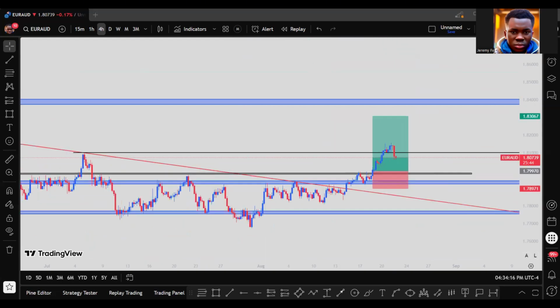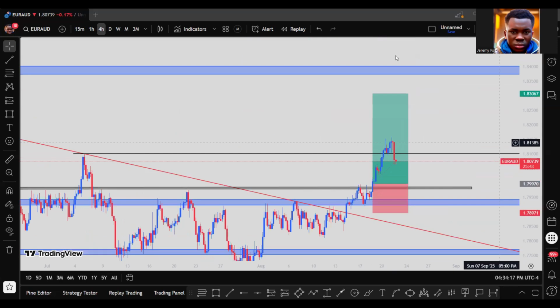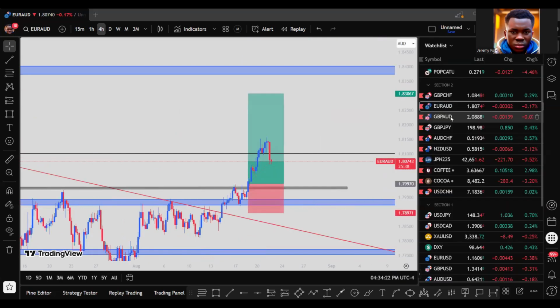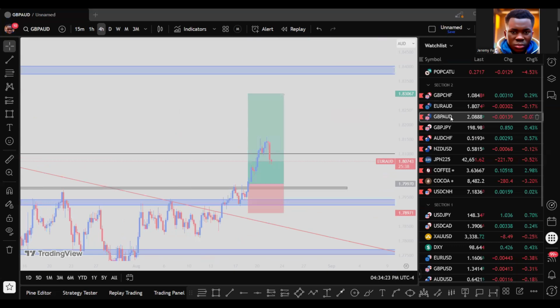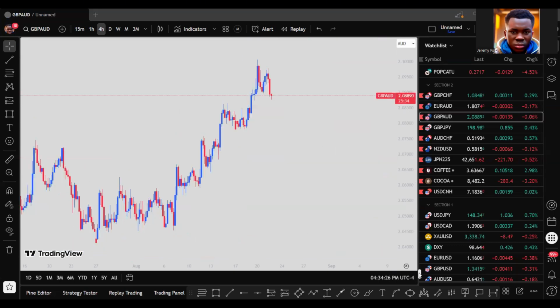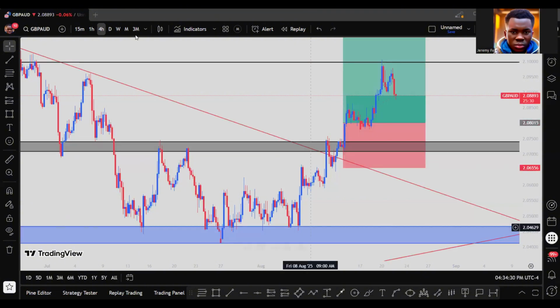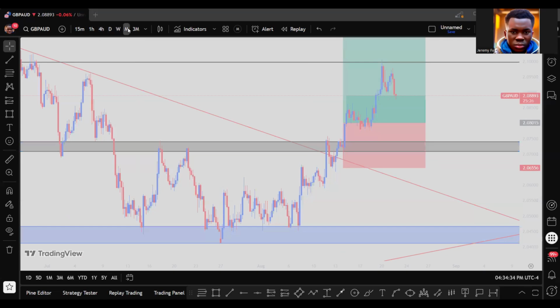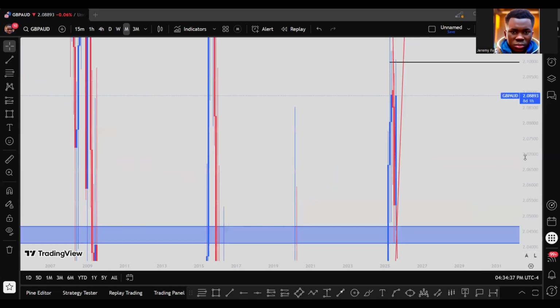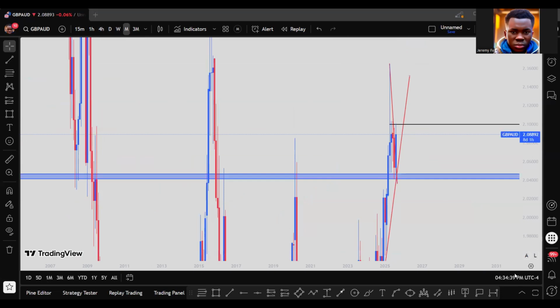Now let's look at, okay, also I'm on a buy trade on JPAUD as well. So I'm on a buy trade on JPAUD too. How I go into the buy trade is very simple. It's just following the trend of the market.